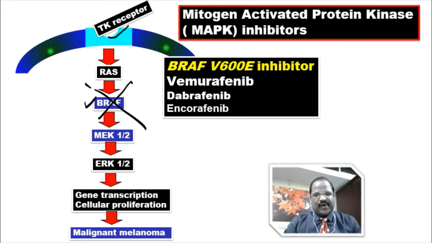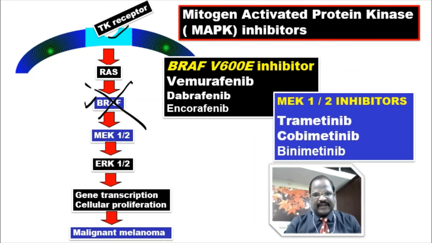There is one more group of drugs targeting MEK. They are called MEK1 and 2 inhibitors: trametinib, cobimetinib, and one new drug called binimetinib. These three drugs are MEK1 and 2 inhibitors useful for treatment of malignant melanoma. So you should know mitogen activated protein kinase blocker means two classes of drugs, BRAF blocker and MEK blocker. All these are useful for treatment of malignant melanoma, one important topic.